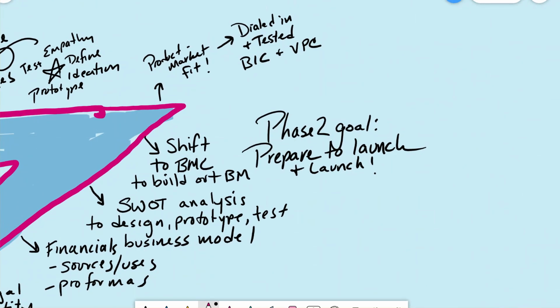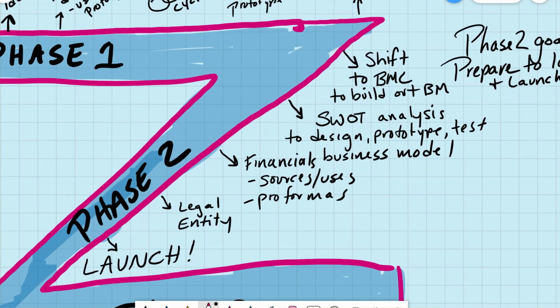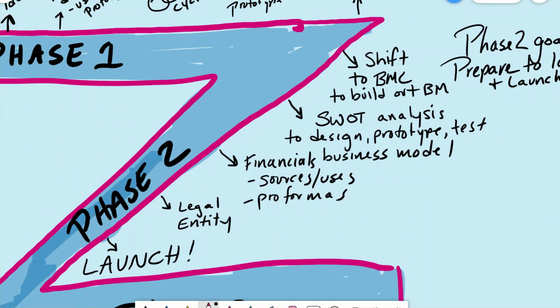Phase 2 is to prepare to launch and to launch. That's the goal. And so as you can see, there's a variety of things you do in phase 2. You shift to the business model canvas to build out the entire business model because you've got product market fit. BICs relate to the business model canvas. Value proposition canvas relates to the business model canvas.